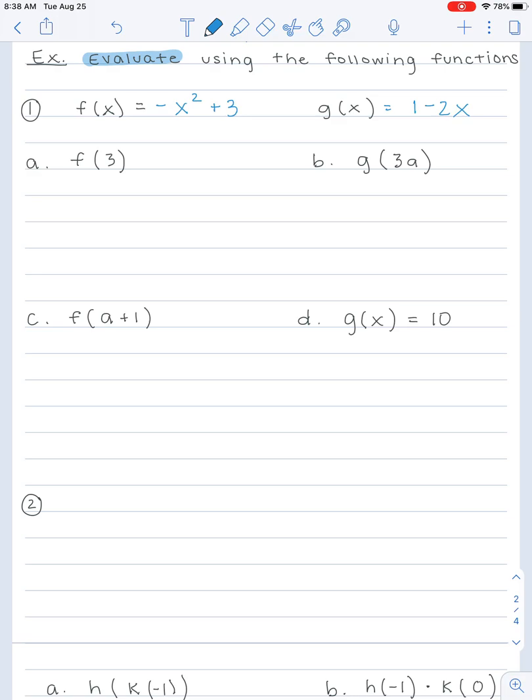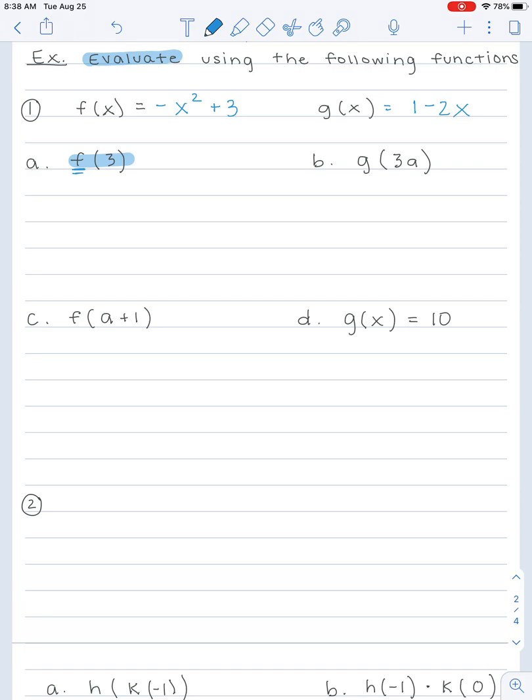All right, so our first problem says f of 3. So how we figure out these problems, you're going to look at what your function name is and figure out which of your functions you're going to utilize, and then you're going to look at what your input is. So in this problem, for problem A, it says f of 3. So our function name is f, so we're going to be using the first equation up here, that -x squared plus 3.